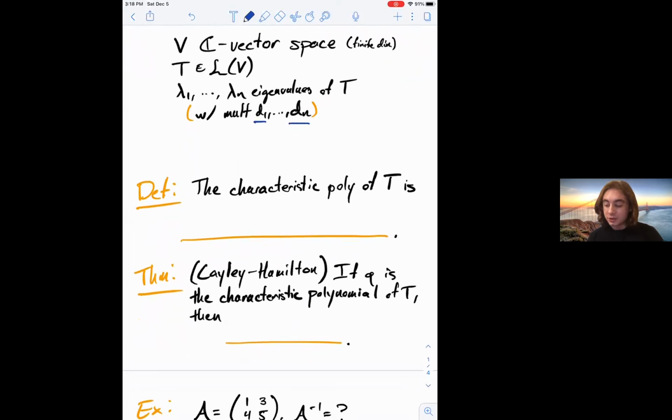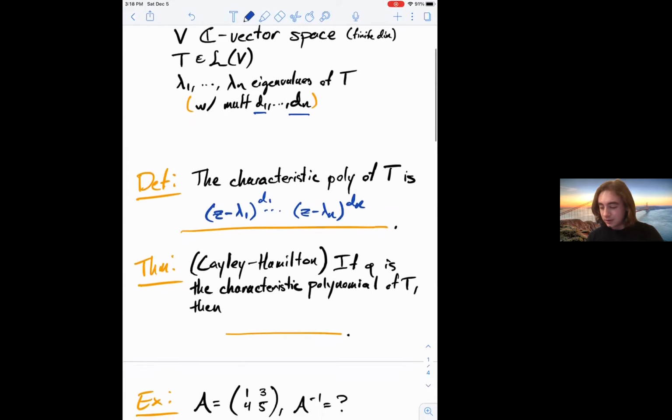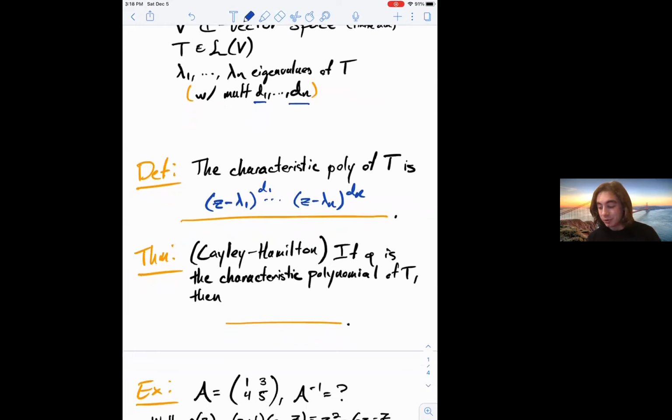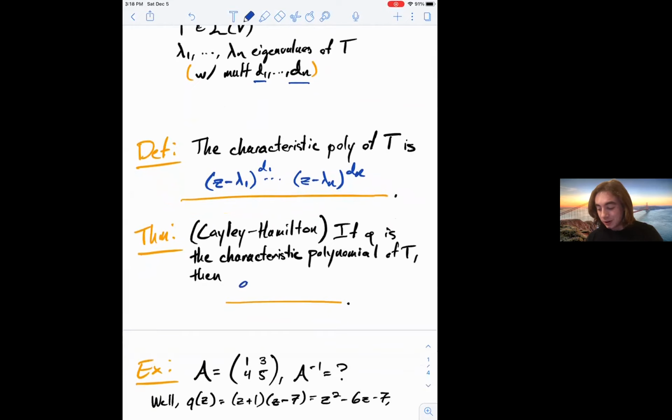We can make a definition, and that is that the characteristic polynomial of T is just the polynomial with roots being our eigenvalues and multiplicities being the multiplicities of our eigenvalues. So this polynomial has a lot of great properties, but in particular, the Cayley-Hamilton theorem says that if Q is this characteristic polynomial, then Q applied to our original operator T is equal to 0.